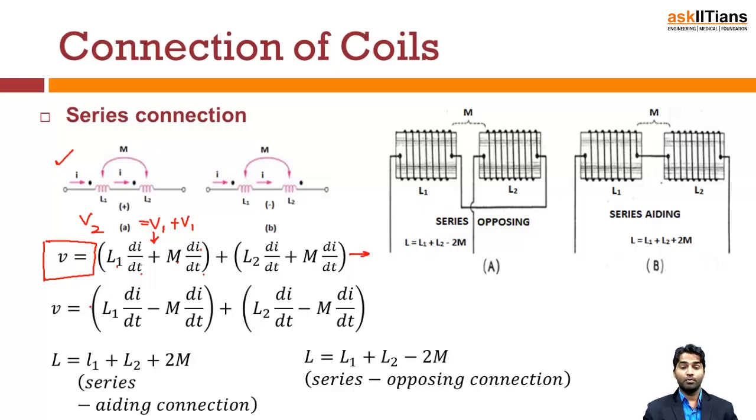Now, when they are opposing each other, we need to subtract the value of mutual inductance. Finally, when they are aiding each other, the net inductance is L1 plus L2 plus twice the mutual inductance, and when they are opposing each other, the inductance is equal to L1 plus L2 minus twice M, where M is the mutual inductance. So we need to understand this.